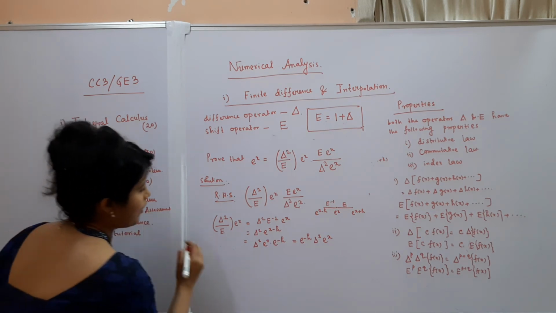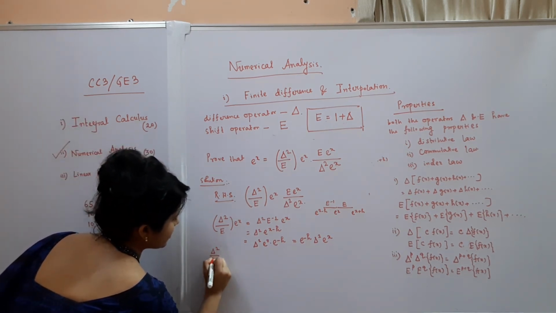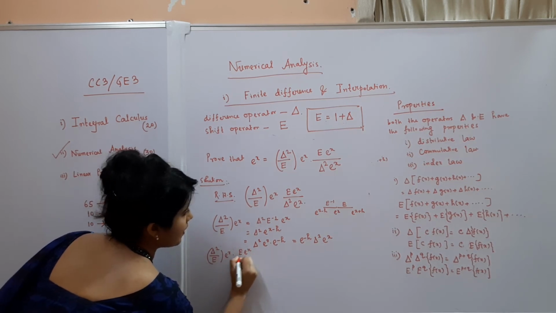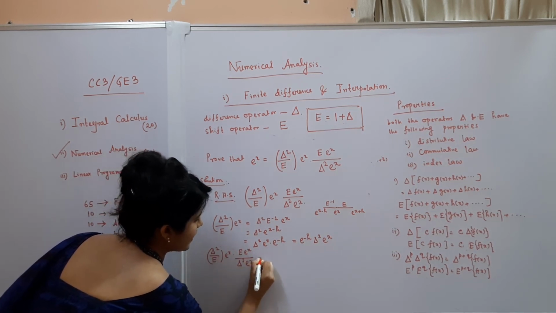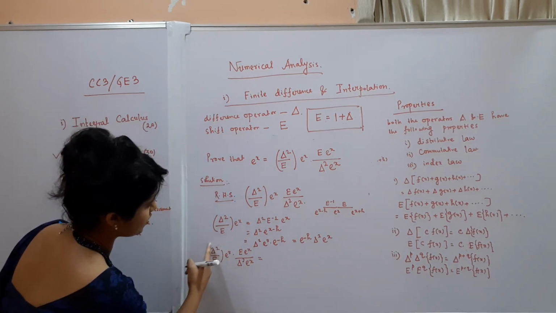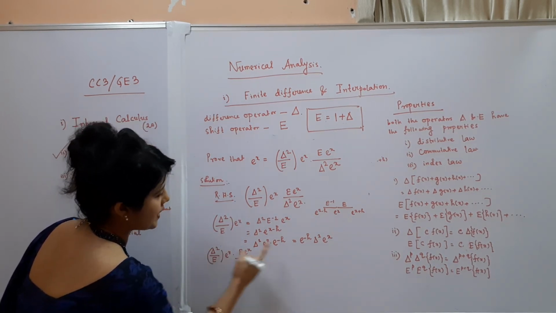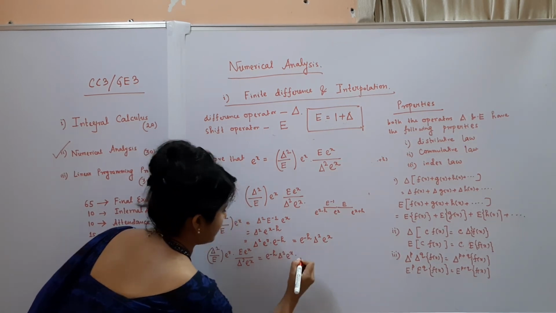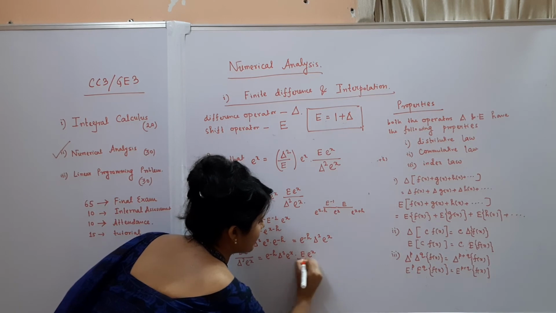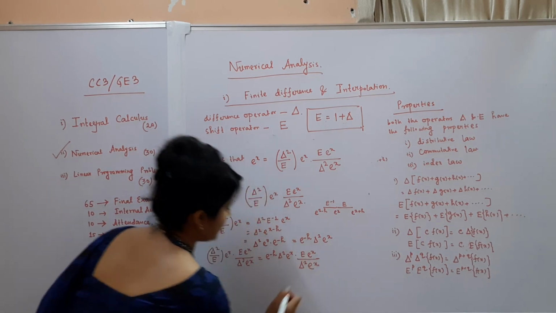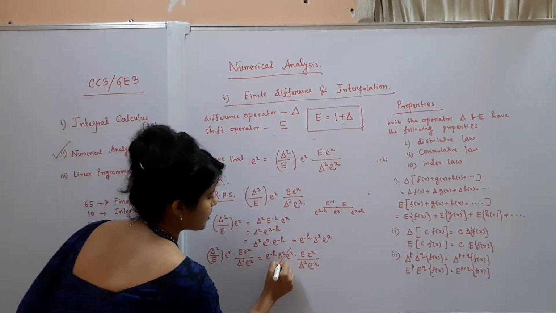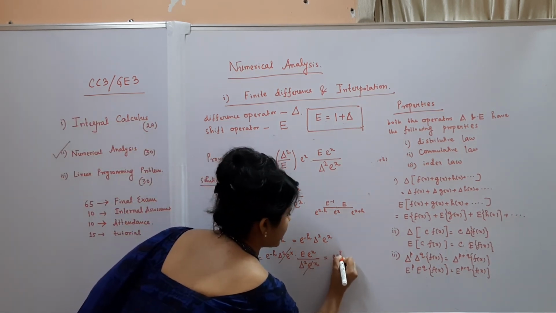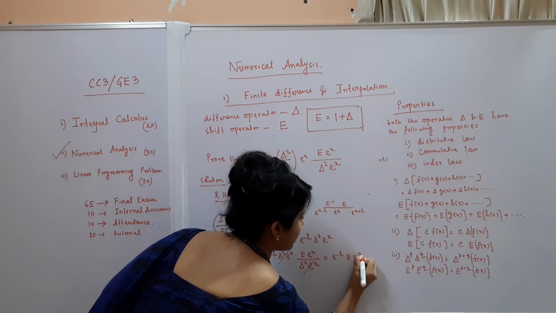Okay. So now delta square e to the power x, e to the power x divided by delta square e to the power x, this portion can be replaced by this one. So e to the power minus h delta square e to the power x, here e to the power x divided by delta square e to the power x. Now this delta square e to the power x can be easily cancelled out. So you have e to the power minus h e to the power x.